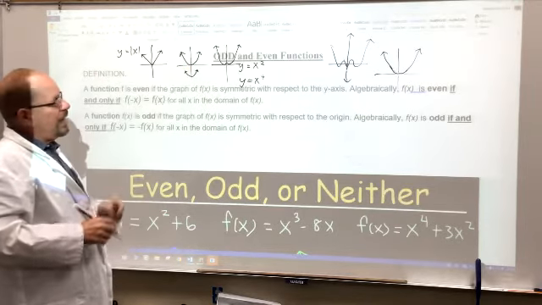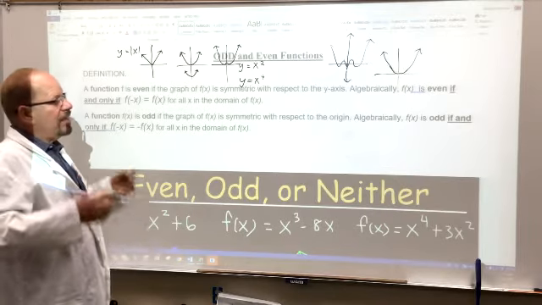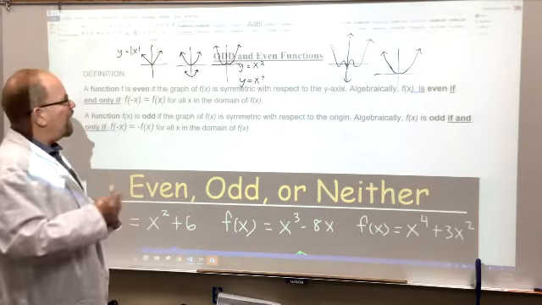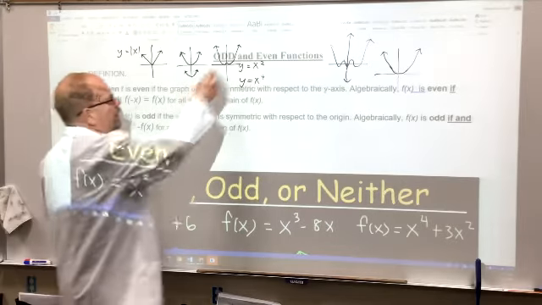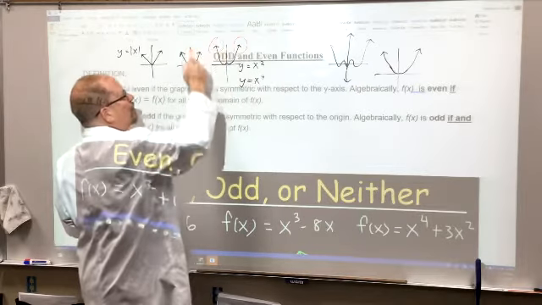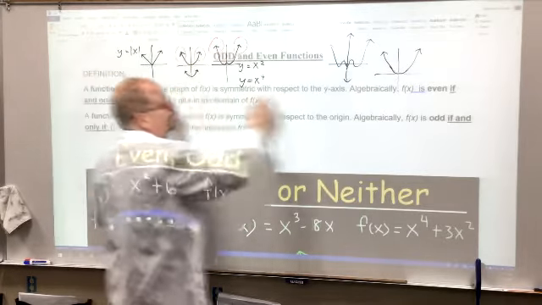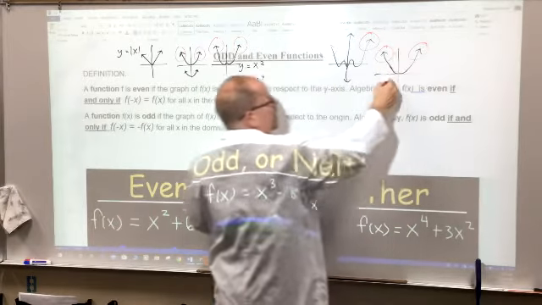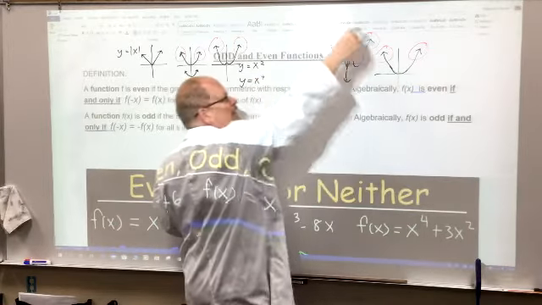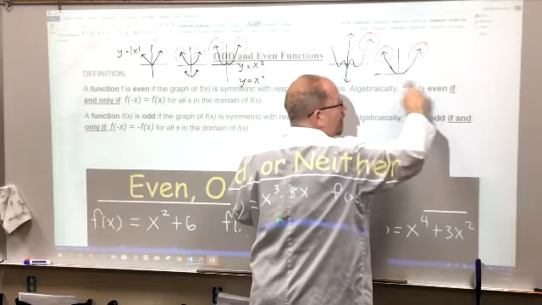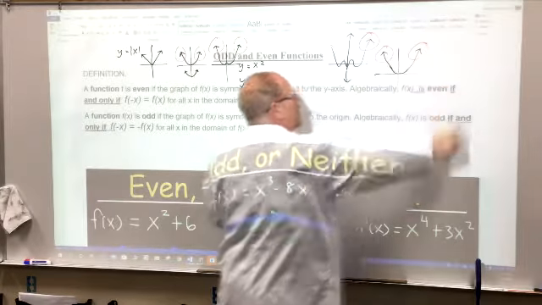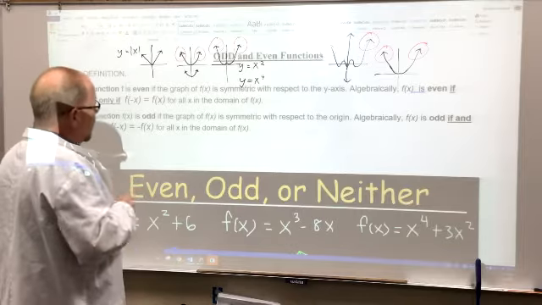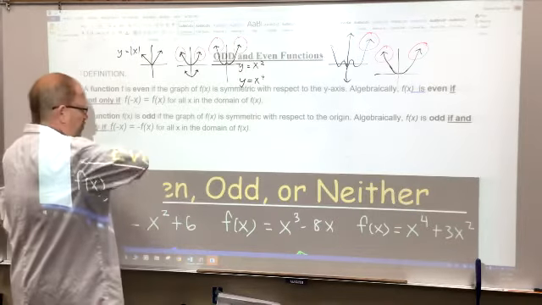Okay, so x to the 8th, x to the 10th, x to the 12th, they all have what we call end behavior that looks like x squared. In other words, as you go deeper negative, you go higher positive. As you go higher positive, you go higher positive as x increases. Okay, and then the same thing happens with the odd functions.